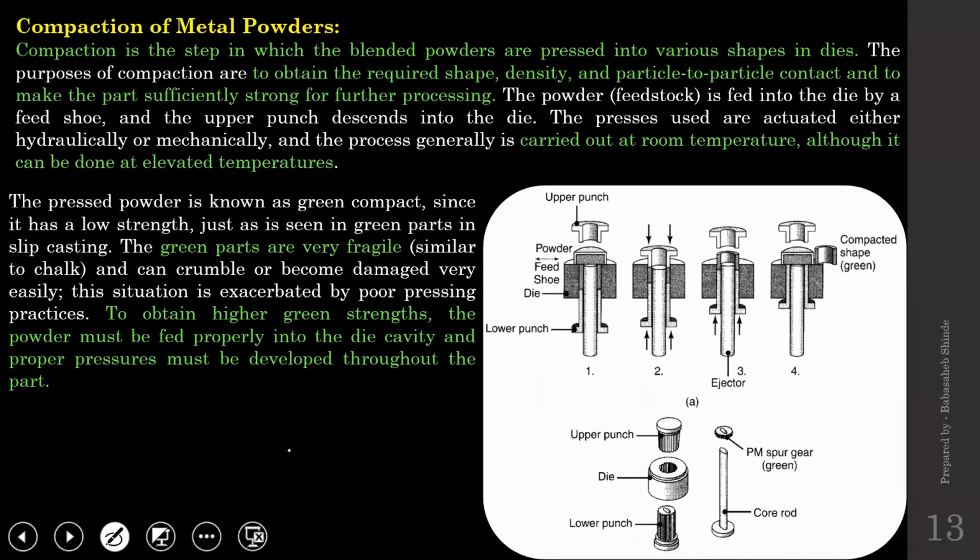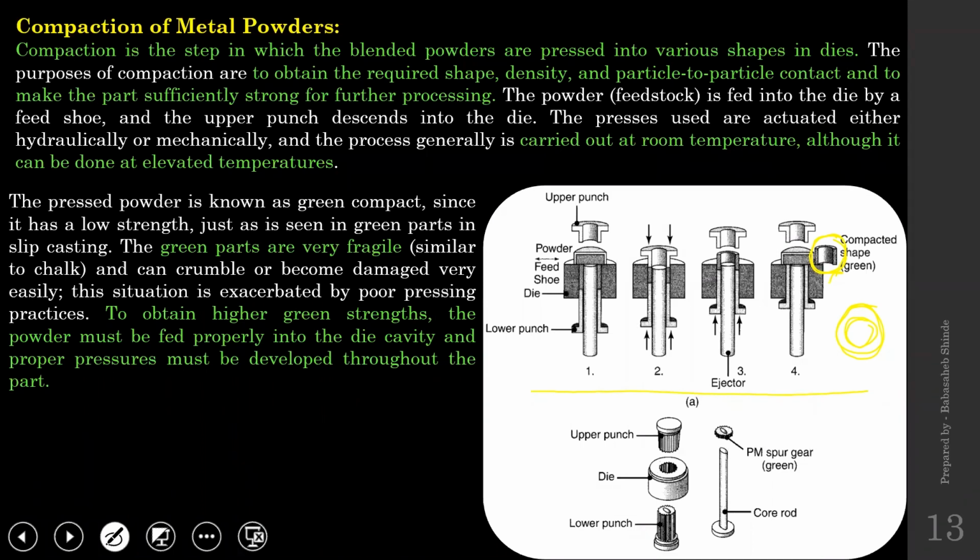Now, compaction could be carried out at room temperature as well as, in certain cases, at elevated temperature. Let's take the example shown in sketch A. As this is a half section, this is the final product to be obtained from the compaction process. A full section would be a hollow cylinder of this wall thickness. That has to be manufactured.